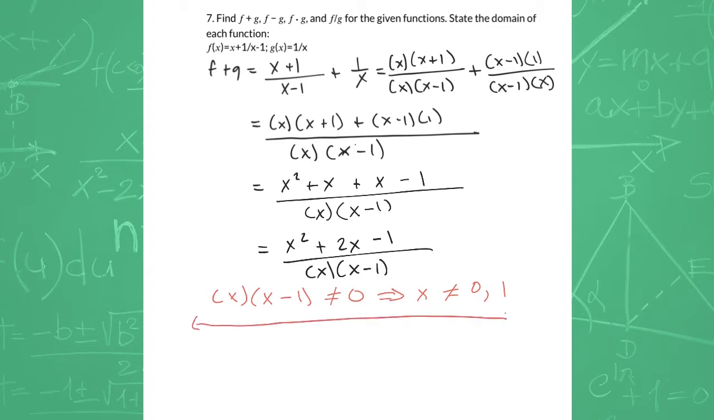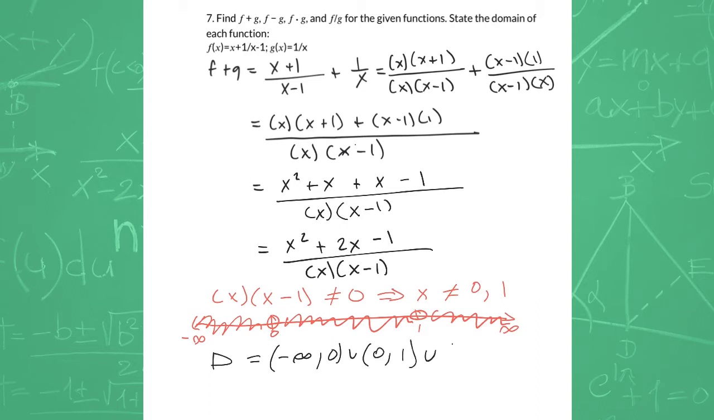And to express that in interval notation, we just graph 0 and 1 on a number line that goes from negative infinity to infinity. Plot them with open circles since they cannot be included in our domain. And we shade everything that can be included. And from that, we can see that our domain lies on the open interval from negative infinity to 0, from 0 to 1, and from 1 to infinity.